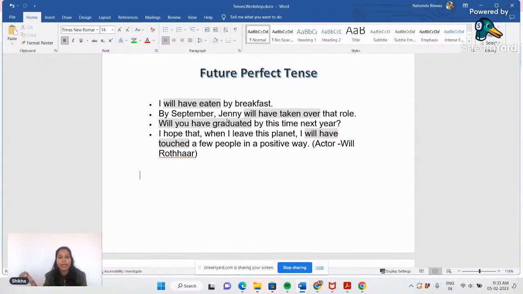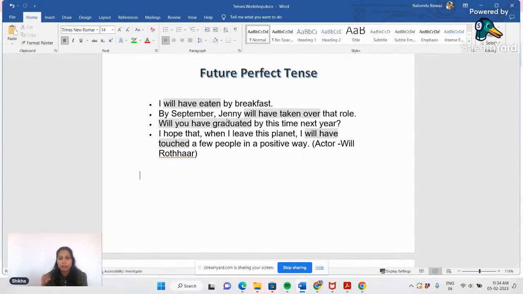Will you have graduated by this time next year? So if I talk about this time, February. Okay, so I'm talking to somebody, I'm asking that person, will you have graduated, or will you have completed your graduation by this time? Again I'm giving a future time and I'm asking whether a given action would be completed or not.